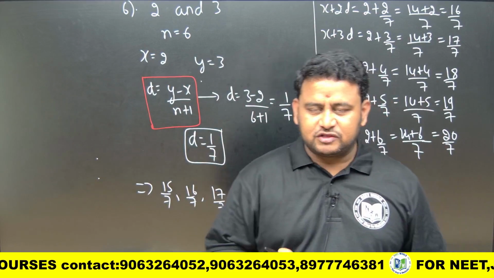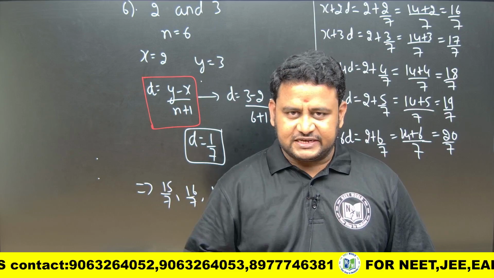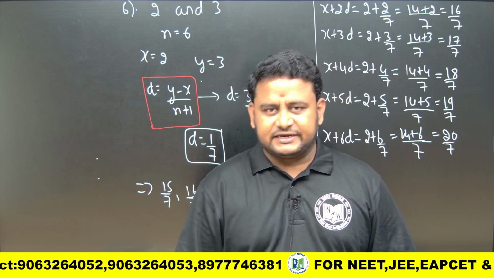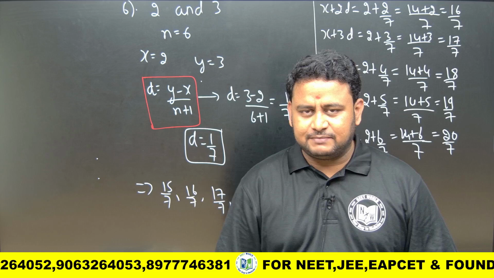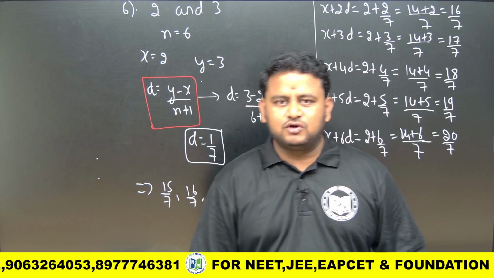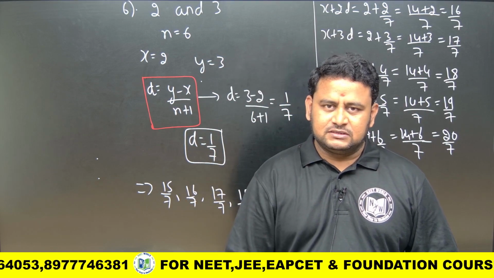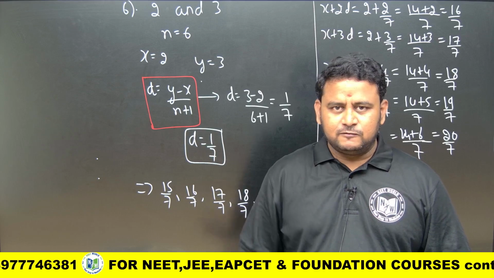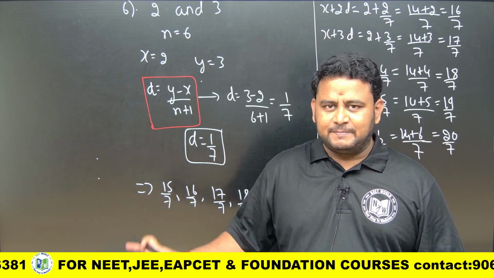So, first you have to find out the value of d. For that, n is given as 6, that you should note down. X you should take as the first number, y as the second number, and d you will find as y minus x divided by n plus 1. That is the method you will use, friends, to find these rational numbers between 2 and 3.